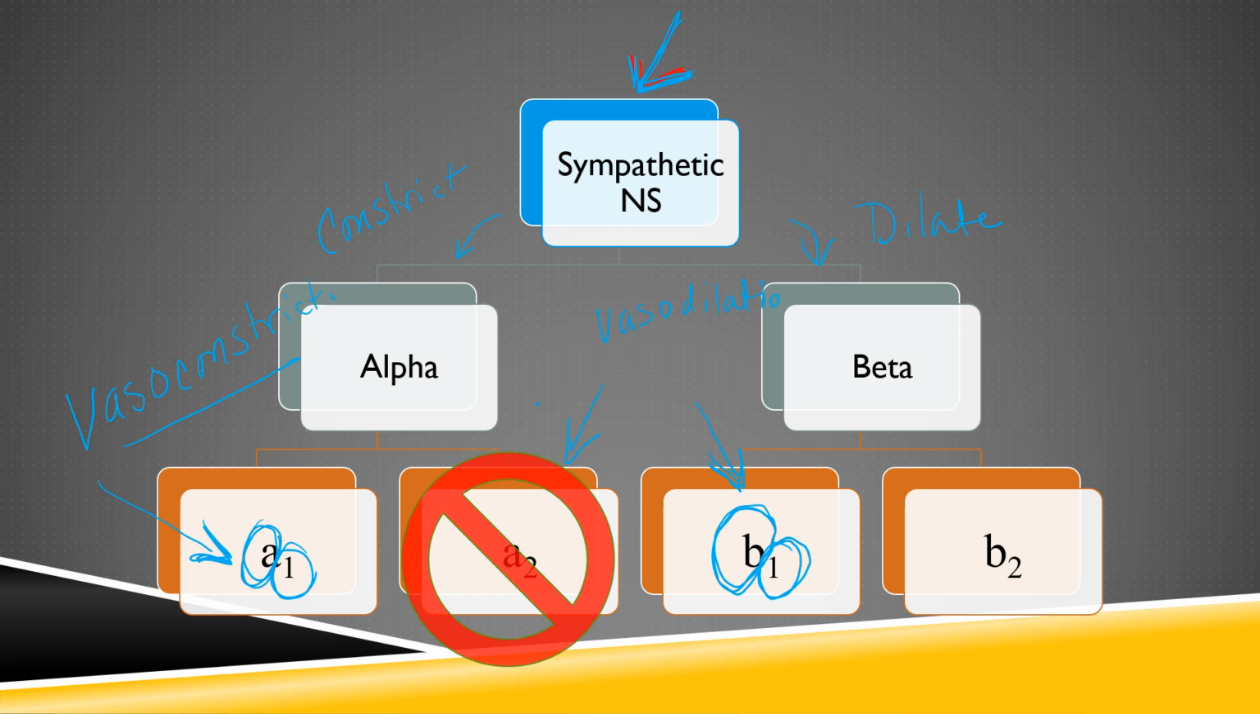Okay? And then you also have beta 2, and we know that with beta 2, we're talking about dilating. And what are we dilating? We're talking about dilating the lungs. So we're going to dilate the lungs. It depends on the receptor that's being triggered as to the result that you're going to have. So let's go to the next slide.